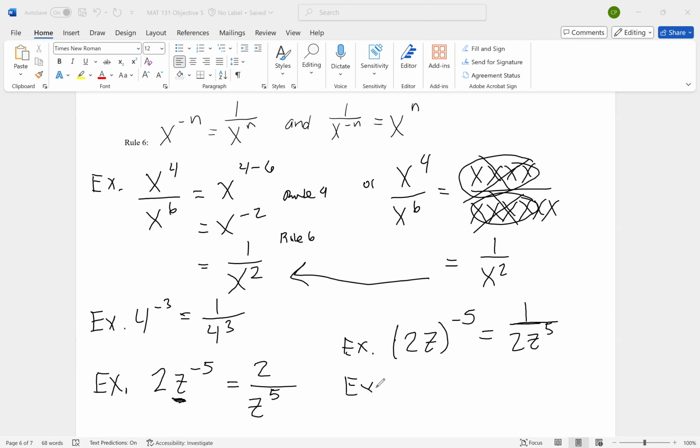And let's look at another example. Let's say we had 7 over a to the negative 6. The answer to this, that 7 is in the numerator, and that a to the negative 6 that's in the denominator, we will bring that up to the top so that that 6 can be positive now, okay? So that is how we do rule number 6.